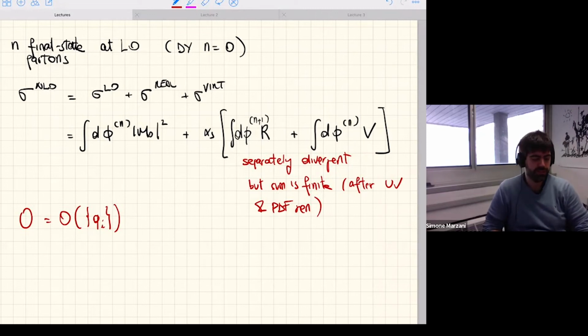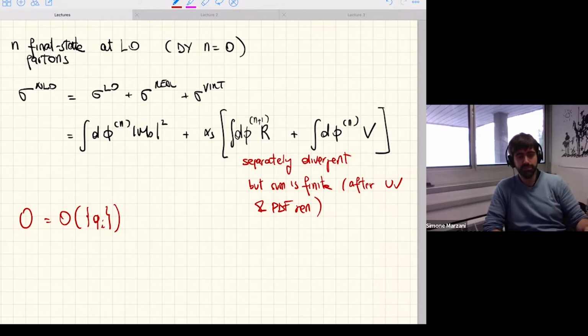This measurement O defines a set of measurement functions, and of course for us theorists the input of these measurement functions are parton momenta. For an experimentalist, these will be hadron momenta or particle momenta.